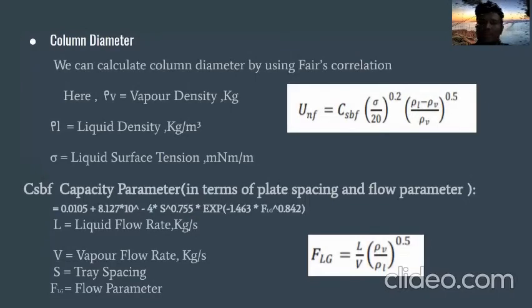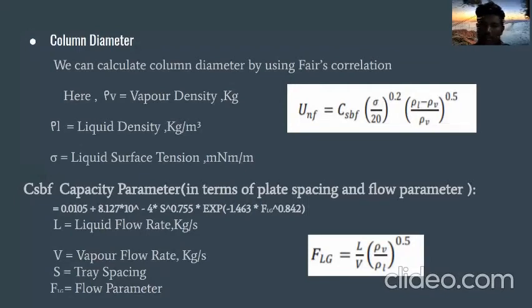We can calculate column diameter by using Fair's correlation. Fair's correlation has been the industry standard for entrainment flood prediction. It tends to be conservative, especially at high pressure and liquid rate. Fair's correlation gives us a relationship for calculating superficial gas velocity. To calculate superficial gas velocity, we need to calculate the capacity parameter CSBF. For the given formula, we can see that the capacity parameter is calculated using plate spacing and flow parameter.